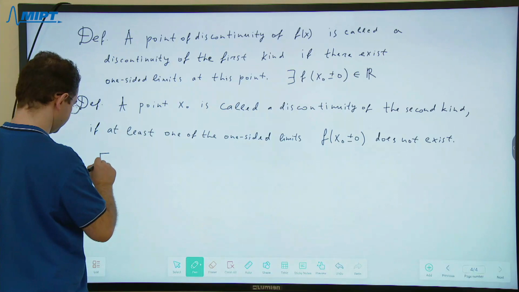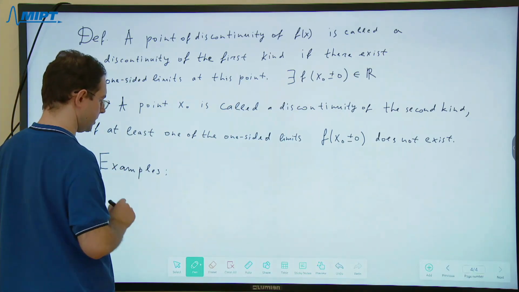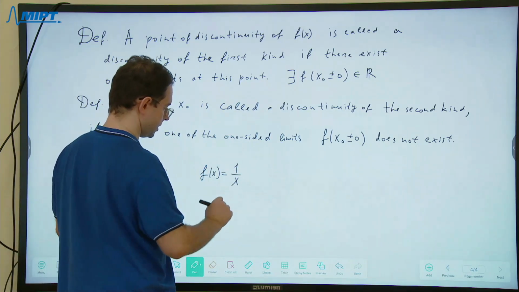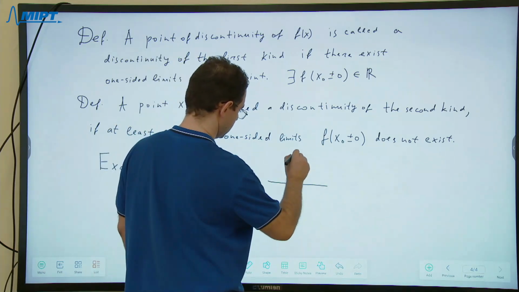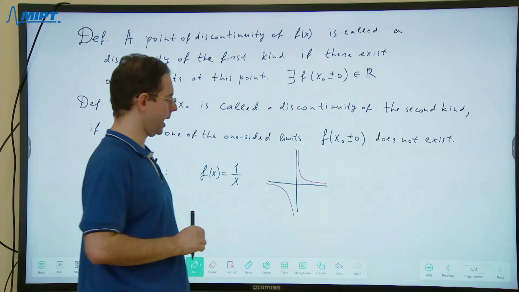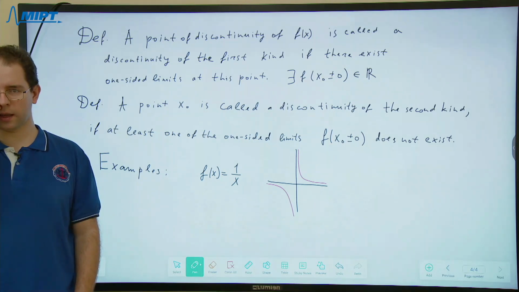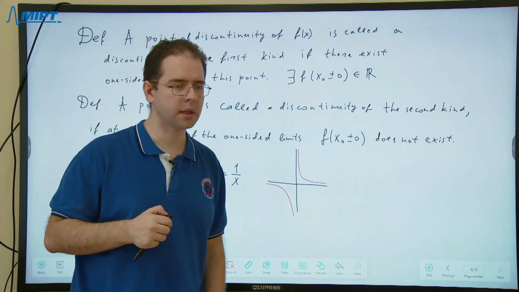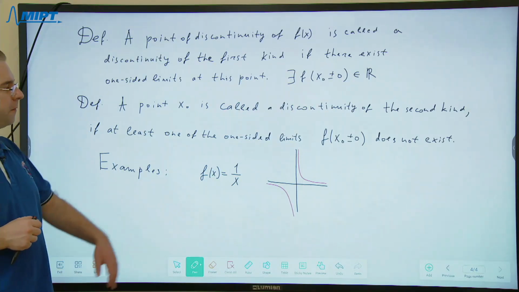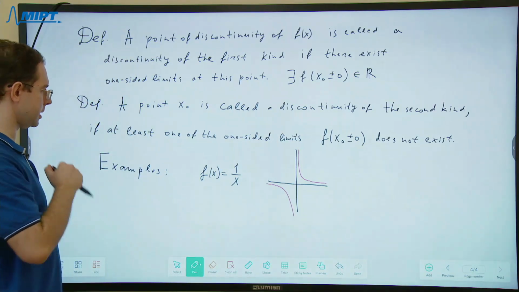Examples. f of x equals 1 over x. So this function at point 0 has one-sided limits and they are infinities. So finite limits do not exist.